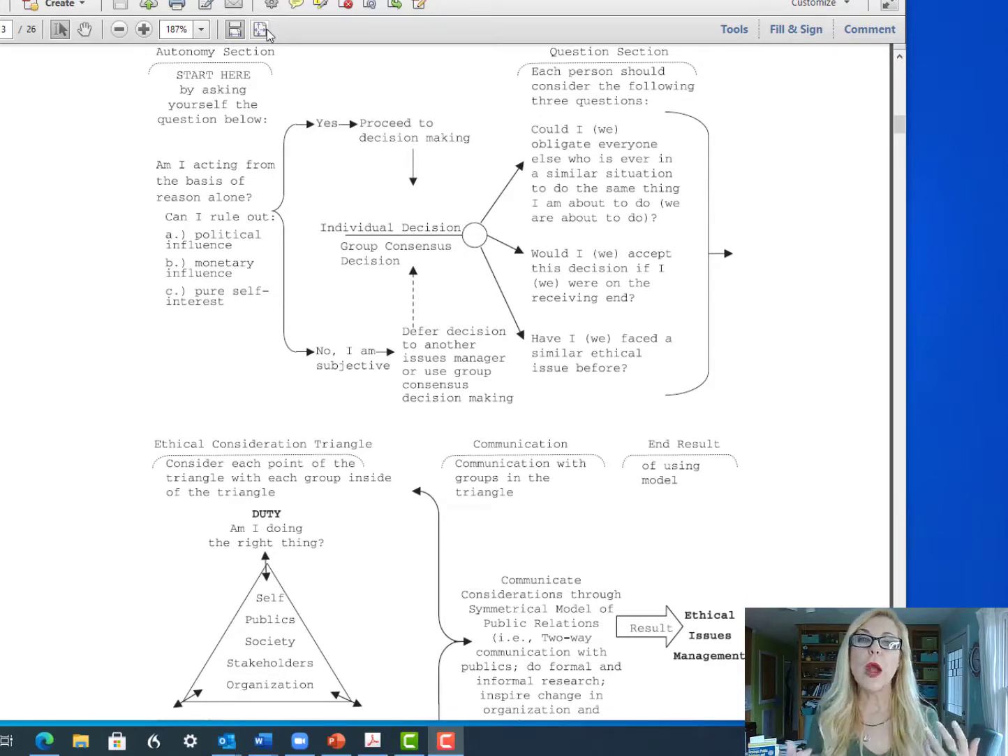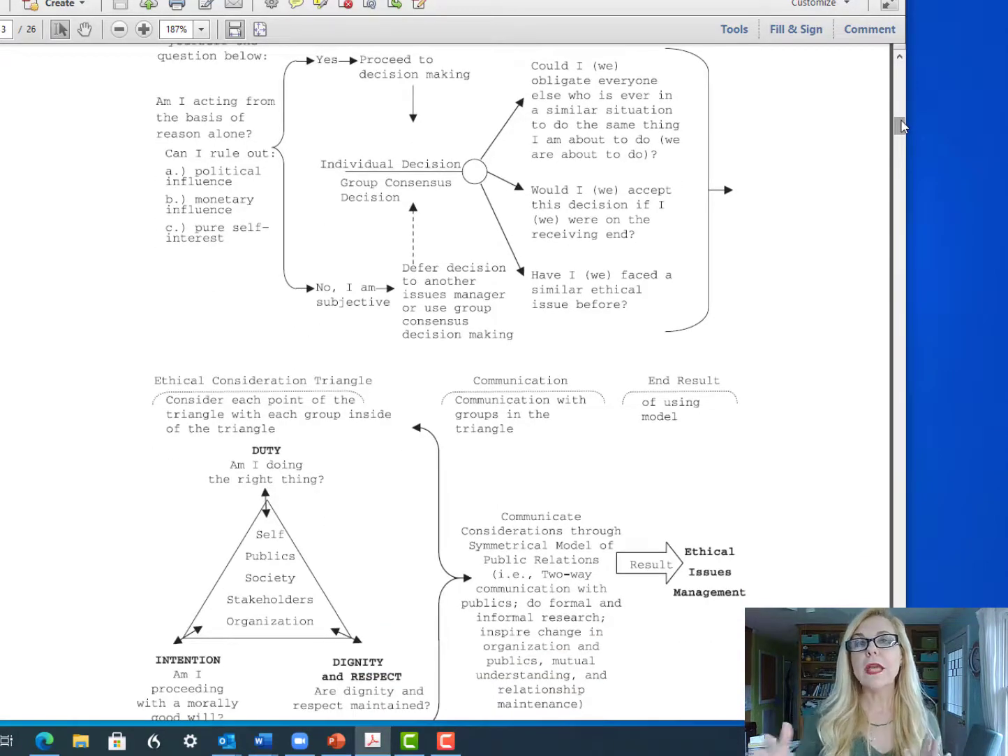Are you doing the right thing? And I think that form of the categorical imperative is probably the most well-known. But we have two other forms to also consider, and an ethical decision is only ethical when it can pass all three forms of the test.